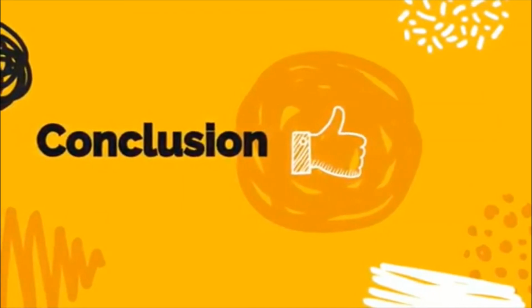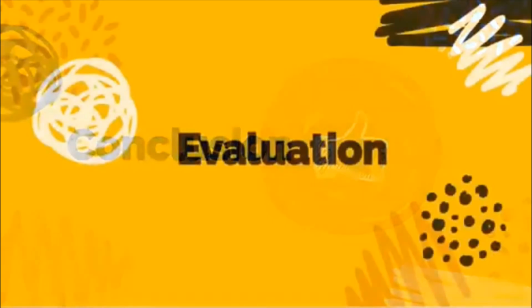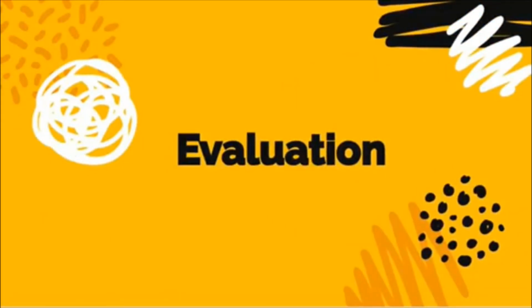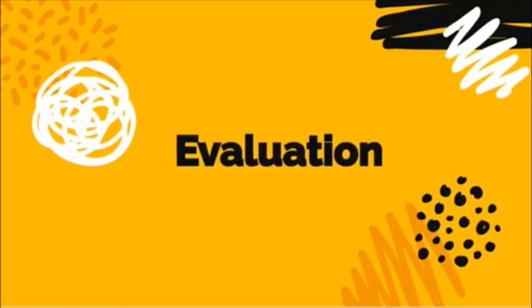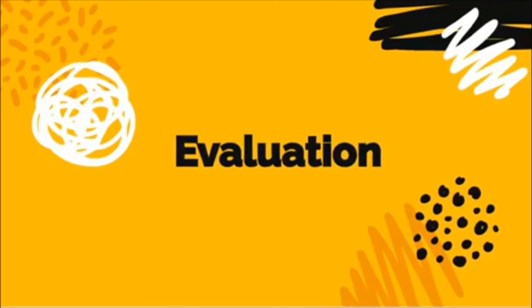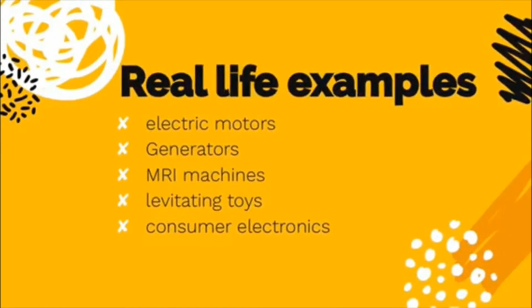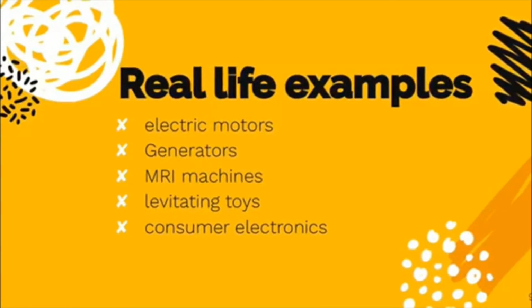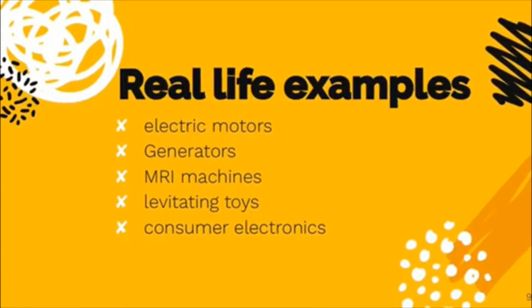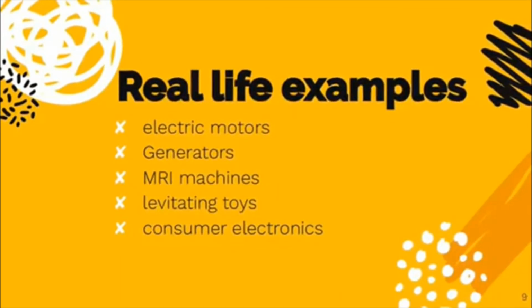Conclusion: the strength of the electromagnet depends on the number of coils. Evaluation: we should try other materials such as nails and needles. We need to coil the wire tighter. These are our real-life examples: electric motors, generators, MRI machines, levitating toys, and consumer electronics.